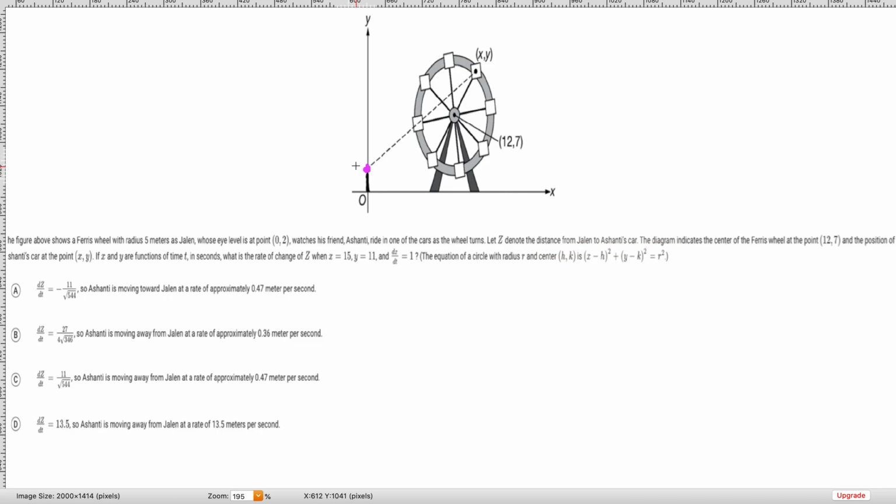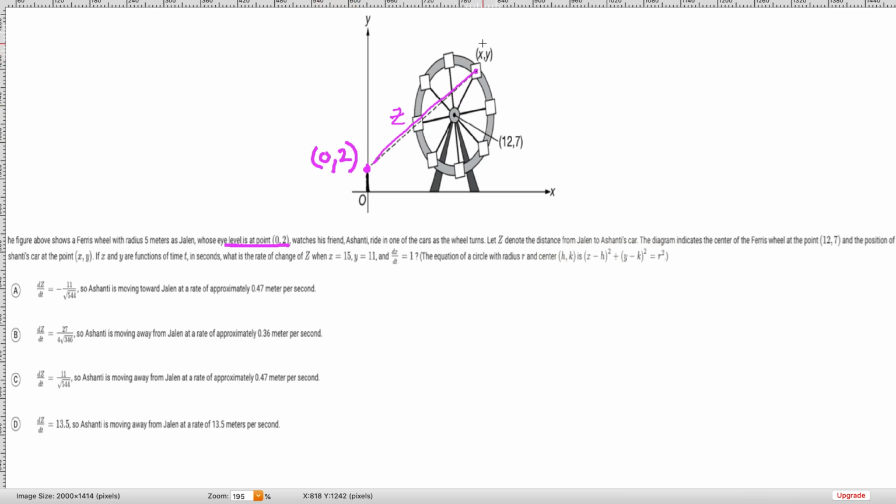So this point right here, they tell you that point is 0 comma 2, and you know that because it says the eye level point is 0 comma 2. This is the person watching, so you know that point is 0 comma 2. Now you want to find essentially the rate of change of this length, let's call it z, right? Now what is the rate of change of that length?